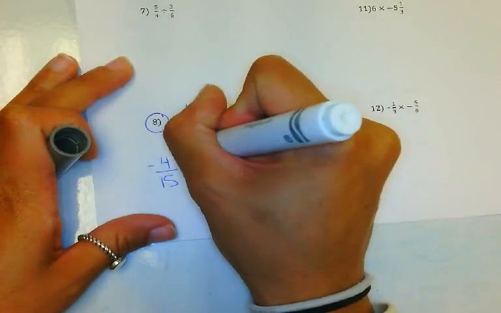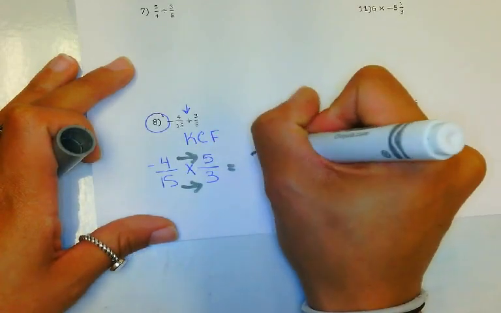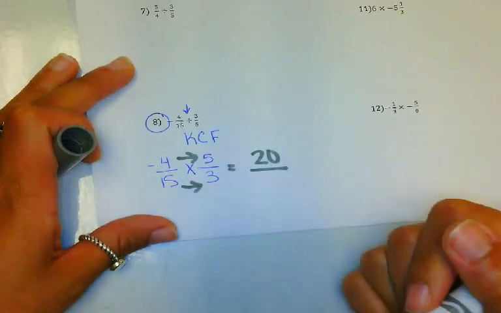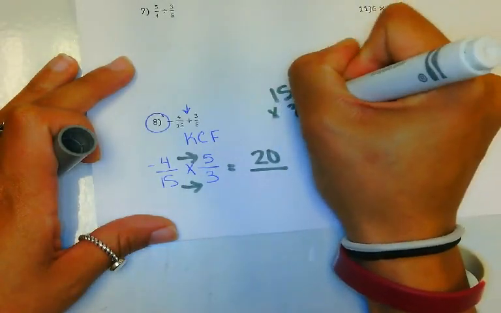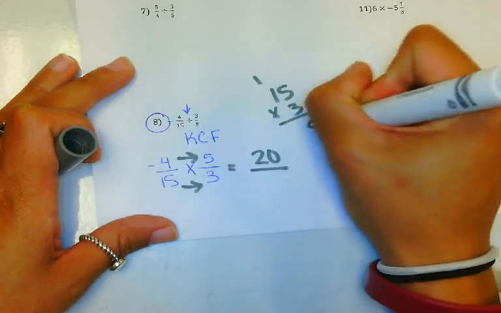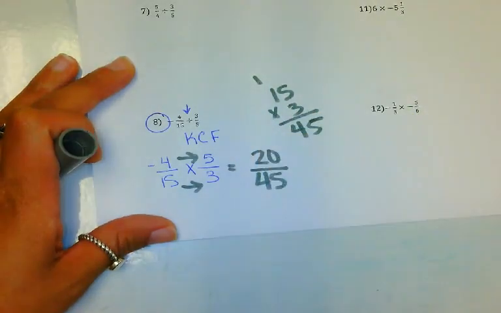So we get top times top, bottom times bottom. So 4 times 5 is 20. Then we have 15 times 3. So I'm going to come out here. We're going to do 15 times 3. 3 times 5 is 15. 3 times 1 is 3 plus 1 is 4. So we get 45. Okay?